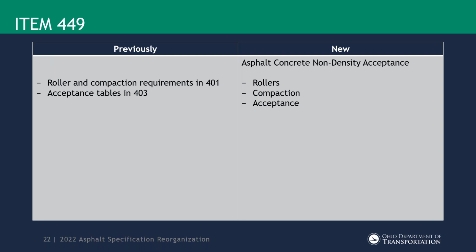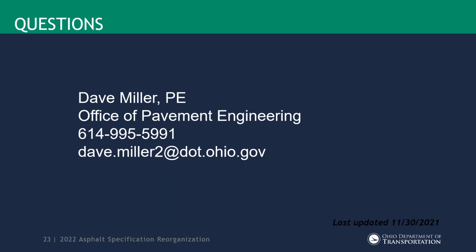And so this brought in the roller and compaction requirements from 401 and acceptance tables from 403 and brought those in here. So that'll be a new item in parentheses on whenever non-density acceptance is used. And so that is my quick run through everything. There's my contact info. And if we have any questions for me right now, I can do that, or I can hand it off to Julie.